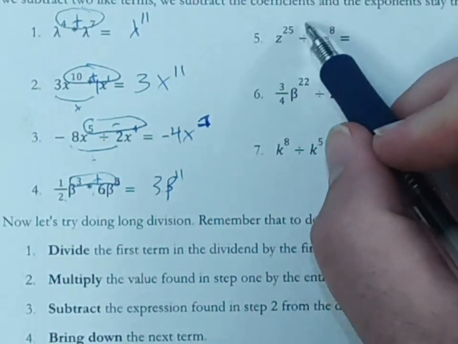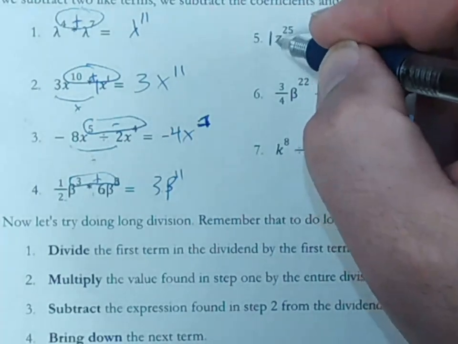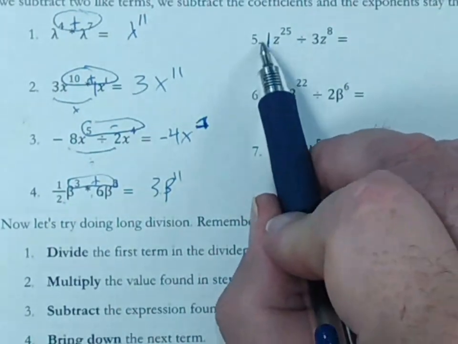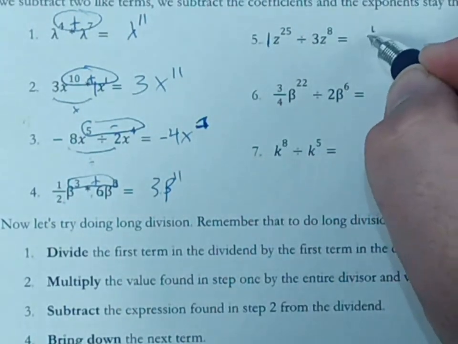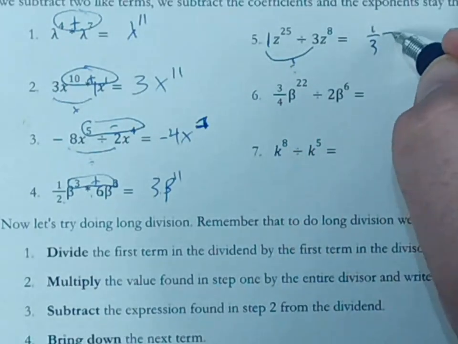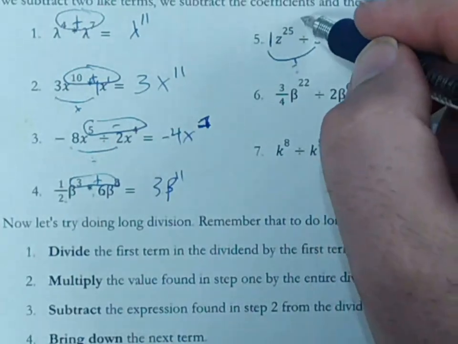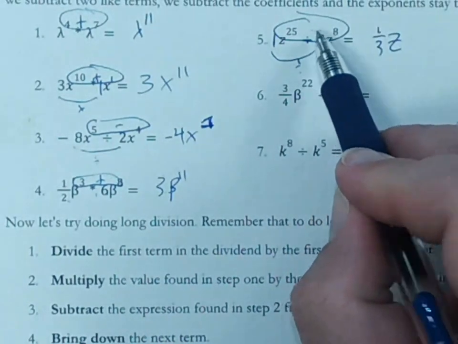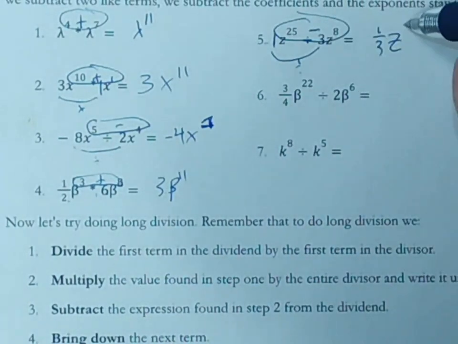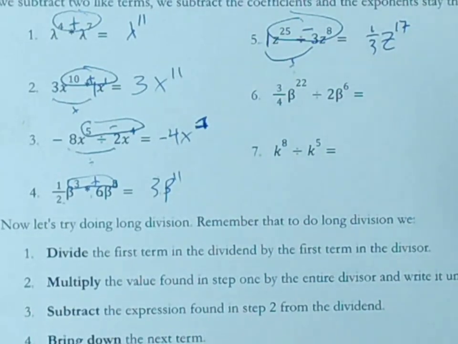Number 5. Z to the 25th divided by 3z to the 8th. This is actually 1z to the 25th. So you would divide 1 and 3. So 1 divided by 3, right? We'll just leave it as 1/3. It's more accurate. And then you would subtract the exponents. 25 minus 8 is 17. So we get 1/3 z to the 17th.